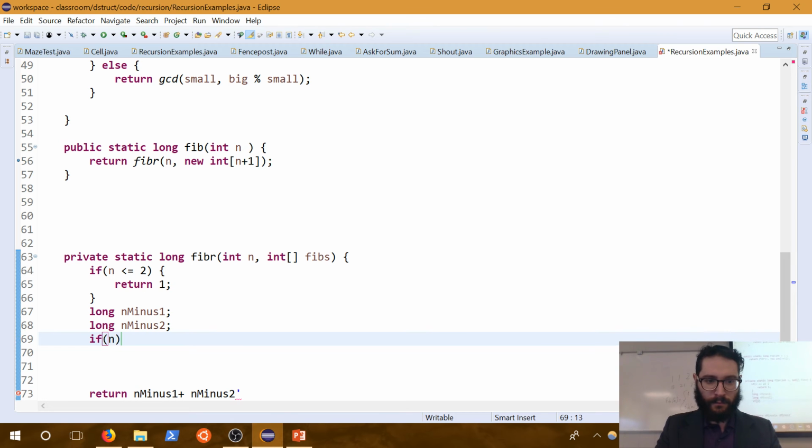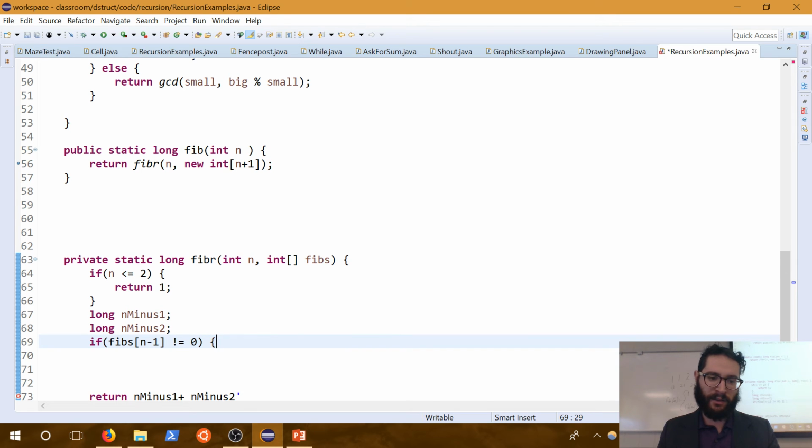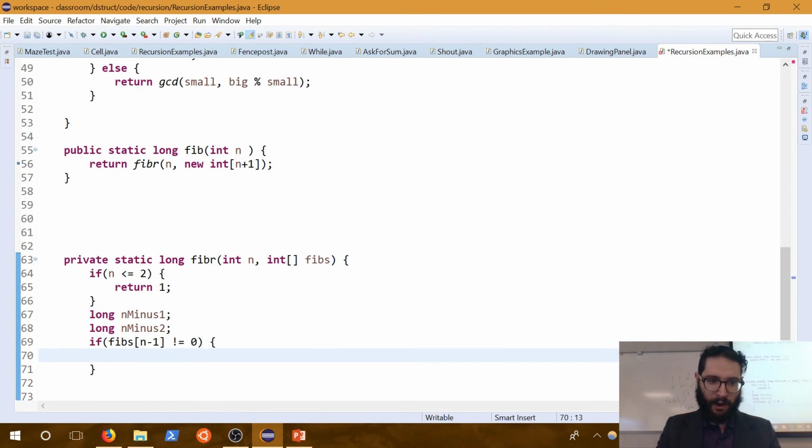So first off, let's go ahead and check, do we actually have an answer? If fibs of n minus 1 is not equal to 0, right? So remember, when we initialize a new array, everything gets initialized to 0. So if fibs of n minus 1 is not equal to 0, then we already know the answer. So n minus 1 is equal to fibs of n minus 1, right?